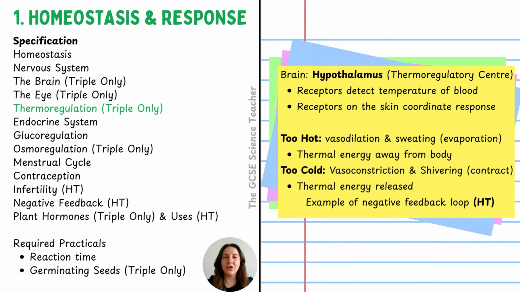The brain contains a thermoregulatory center in the hypothalamus. Receptors detect the temperature of the blood, and receptors on the skin also coordinate the response. If we get too hot, vasodilation and sweating occurs, and as the sweat evaporates, it takes away thermal energy from the body, cooling us down. If we get too cold, however, vasoconstriction occurs and our body begins to shiver. This contraction of skeletal muscle actually releases heat energy, warming us up. And this is an example of negative feedback.